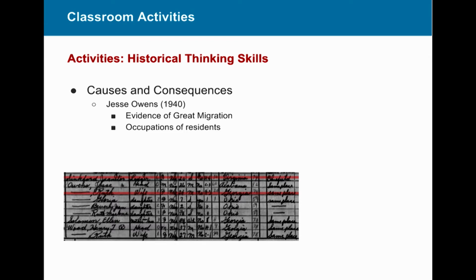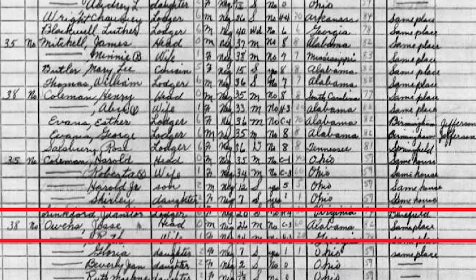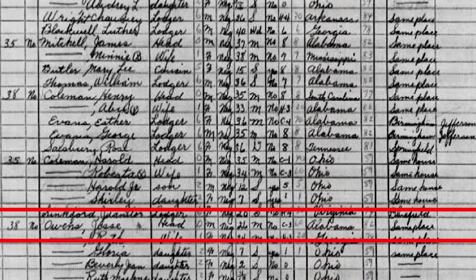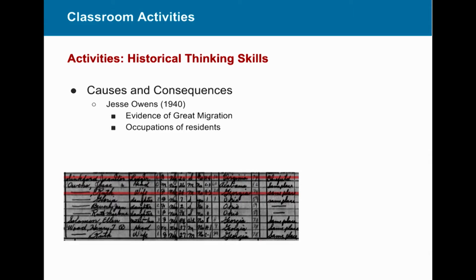Causes and consequences. If you look at Jesse Owens in the 1940 census, and Jesse Owens was an African-American athlete who was an Olympic medalist a number of times, and when you look at the birthplaces of the African-Americans listed in his neighborhood in 1940, it's excellent evidence of the Great Migration, because a lot of the older residents were born in the South and a lot of the younger residents were born in Ohio, which is where they were currently living. And that really shows evidence of how many African Americans moved north. And also look at the occupations of residents to look at African American life in the 1940s.